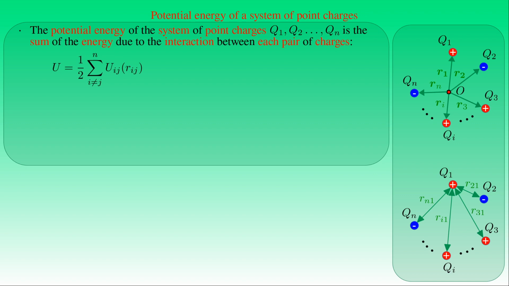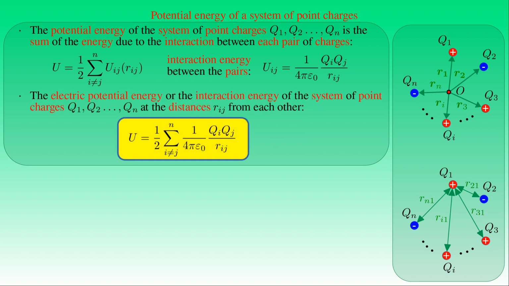In the summation, both the indices i and j run from 1 to n, and i is not equal to j. As an illustration, we show the distances between the point charge Q1 and the rest of the point charges in the system. We already saw that the potential energy U_ij of the point charges Qi and Qj is given by 1 over 4 pi epsilon naught, times the product of the charges Qi and Qj divided by the distance r_ij between them. Then the electric potential or interaction energy U stored in the system is equal to 1 over 2 times the sum of 1 over 4 pi epsilon naught, times the ratio of Qi times Qj to r_ij, from i and j equal 1 to n, while i is not equal to j.